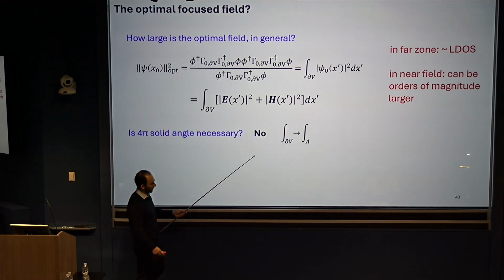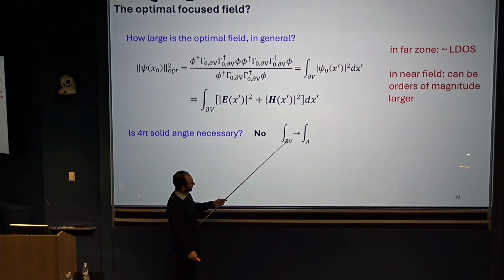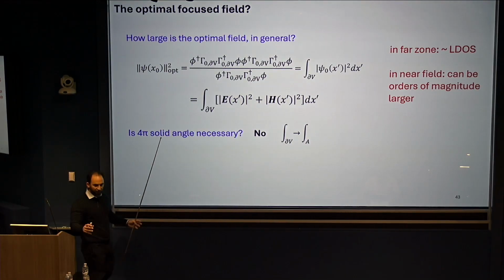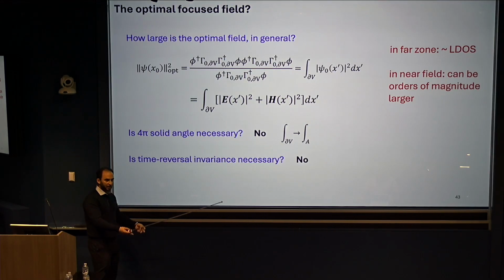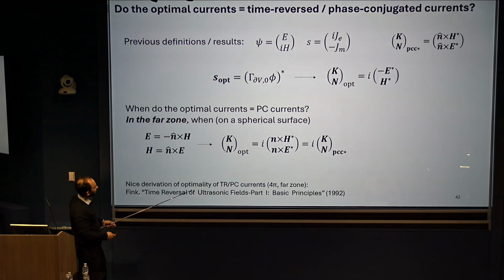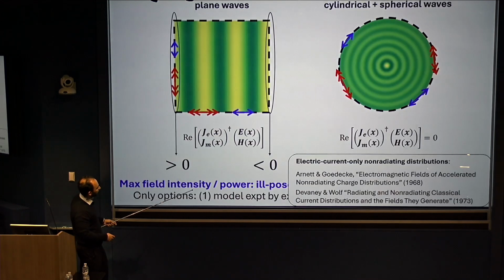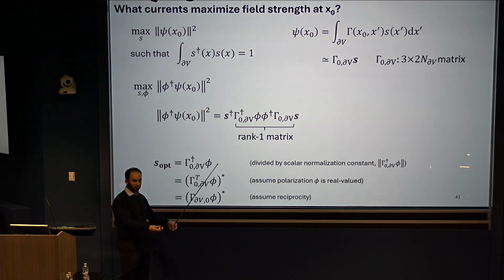No. I used a Green's function that was defined from my aperture to my point. Nominally, I made this the boundary of a volume. But if all my integrals had just had some finite-sized aperture, everything in the derivation would still work. Is time reversal invariance necessary? Actually, no. The medium need not be time reversal invariant for this to be the optimal set of currents. At no point on the previous slide did I pull a conjugate out and then interpret it. Nowhere here did I assume that there's any kind of conjugate symmetry in the materials themselves.